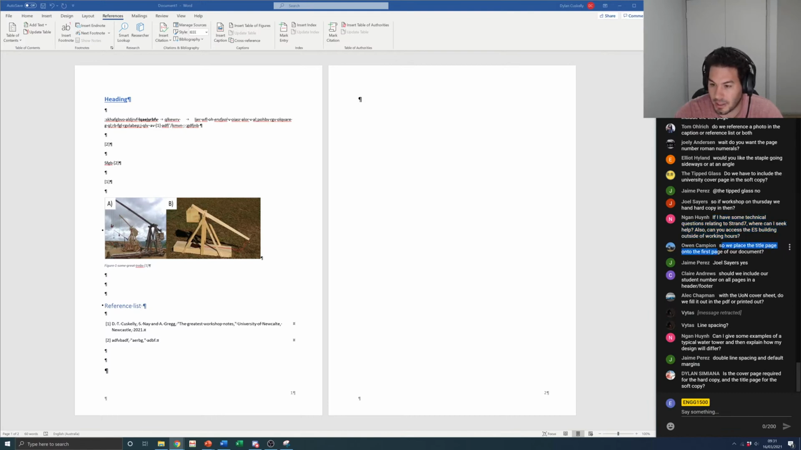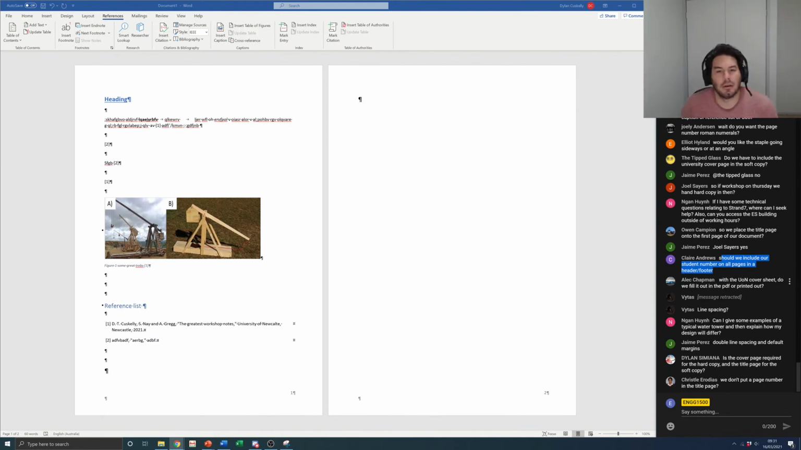So we place the title page onto the first page of our document. Yep. Should we include our student number on all the pages in the header and the footer? You can. I don't need you to. I like that as an idea because if you lose a page somewhere, it's a little bit easier for me to know where it goes and who you are. But if you don't know how to do that, don't stress too much about it for this report. Again, we will cover those more difficult in-depth things later.